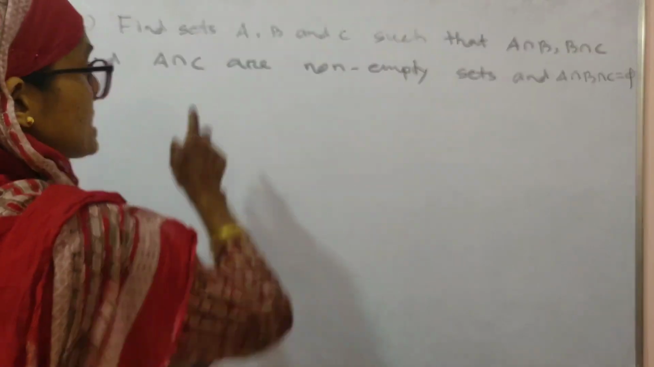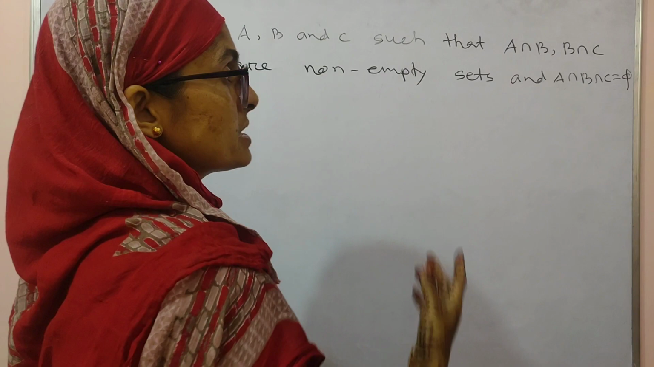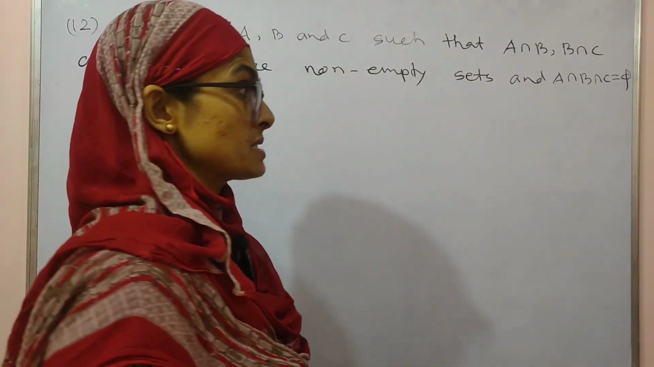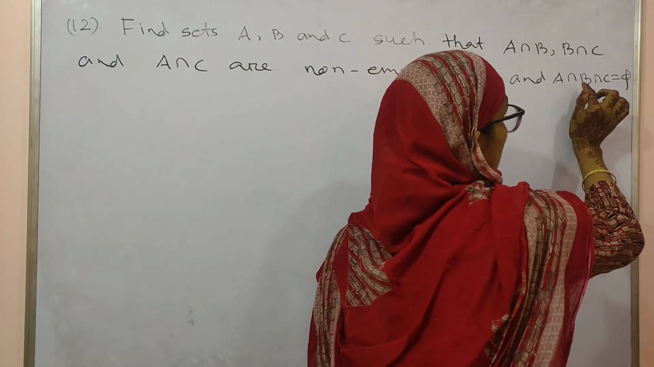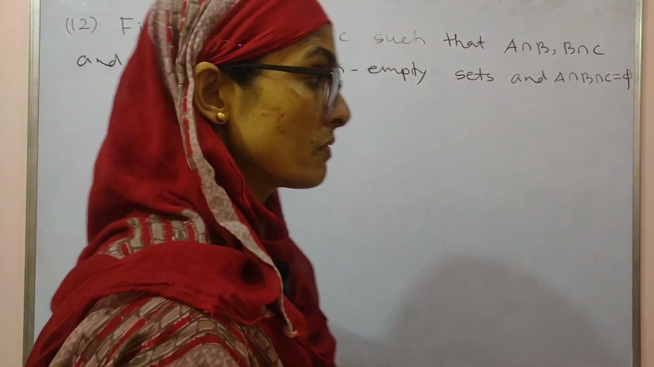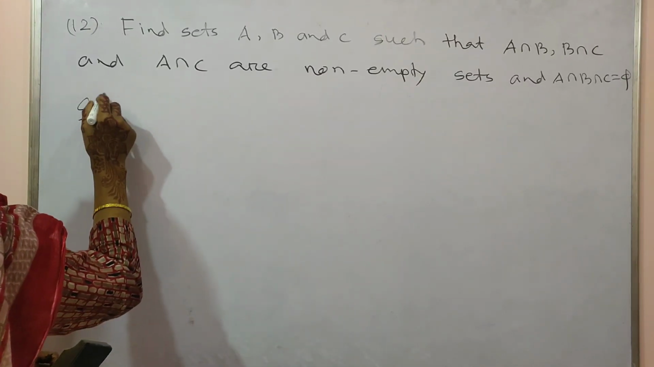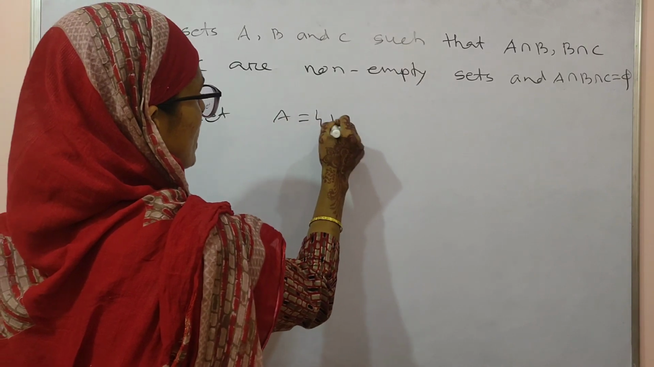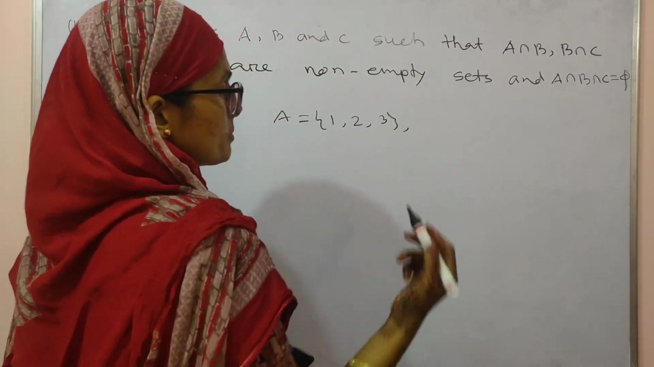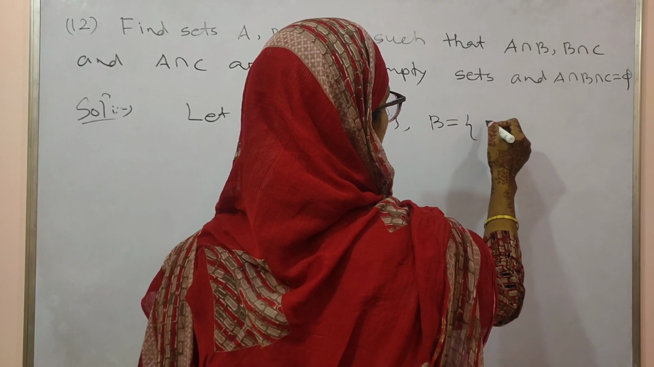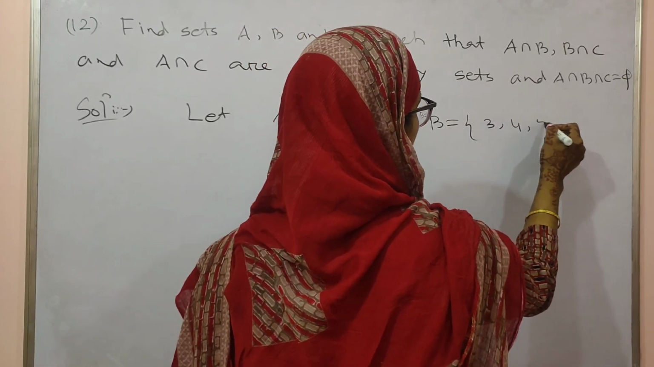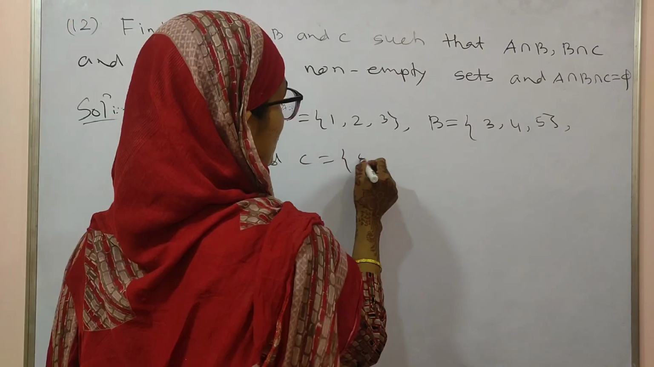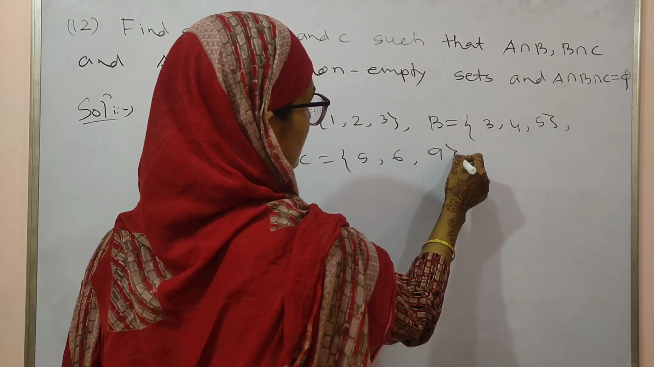Number 12. Find sets A, B and C such that A intersection B, B intersection C and A intersection C are non-empty sets, but A intersection B intersection C equal to phi. Write down the solution. Let A equal to {1, 2, 3}, B equal to {3, 4, 5}, and C equal to {5, 6, 9}.